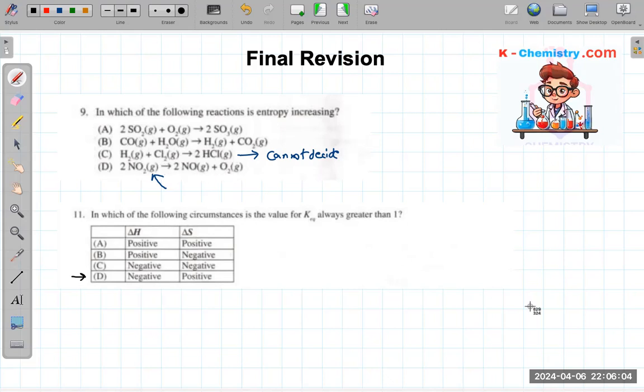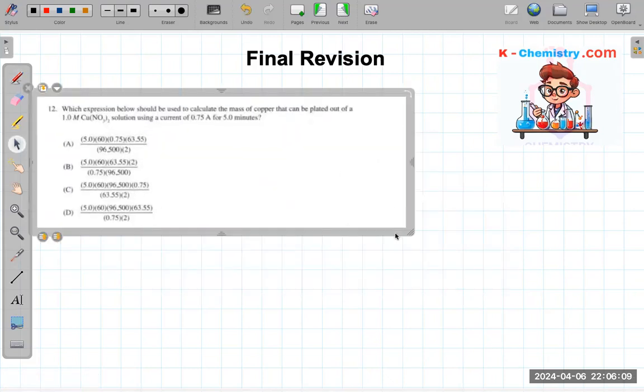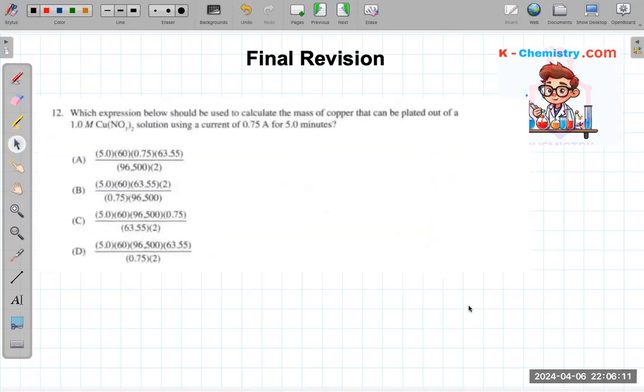Okay, I have one more question: which expression will calculate the mass of copper that can be plated out? This is very good, electrolysis. I have copper electroplated out of 1 molar copper nitrate using a current of 0.75. Which expression can be used to calculate the mass of the copper? I need to know how much copper is deposited while I'm electroplating. Which equation should I use?